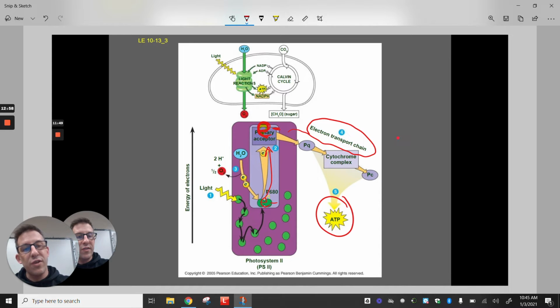These high energy electrons are passed through this electron transport chain. The energy associated with those electrons is harvested, and ATP is made as a result. This is like free ATP, right? Because the sun's light is fueling this process, okay? So as long as there's sun's light, these things are going to continue to make ATP. It's just the way it is, okay? And so these high energy electrons pass through the electron transport chain, and they make ATP as a result, okay?